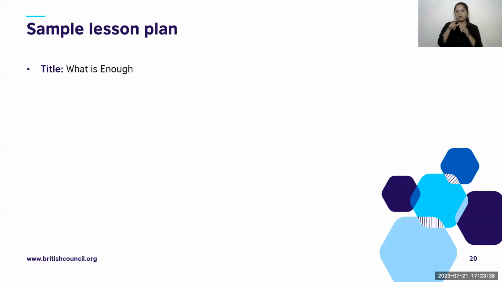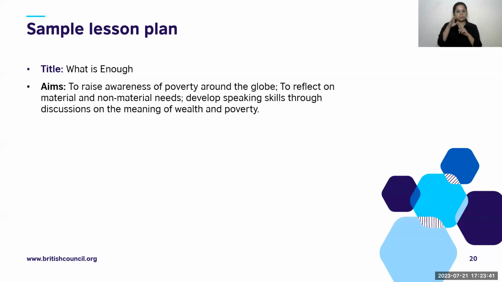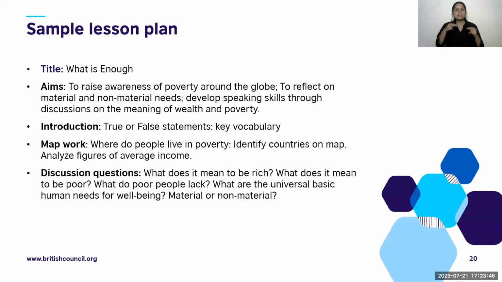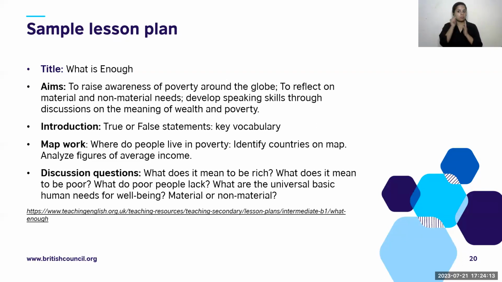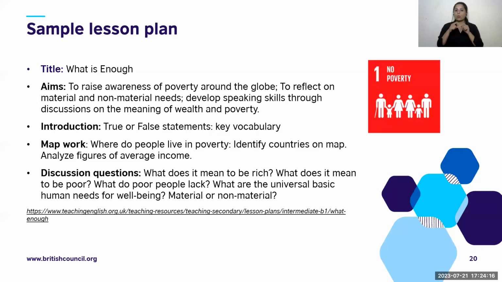Yes, thank you. The next one is again a standalone, ready-made lesson plan, and you can look at the link for this. It's about raising awareness of poverty, and about material and non-material needs. The interesting thing here is the discussion, which also promotes our language speaking skills. So what does it mean to be rich, to be poor? What are the universal basic human needs for well-being, material or non-material? This lesson plan is from a British Council website, Teaching English, adapted from a British Council publication. It's got a very interesting plan with a lot of worksheets for you to go through. And the foundation is on no poverty.